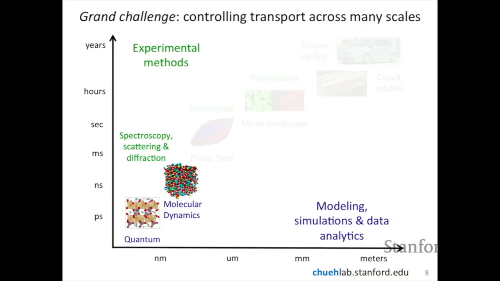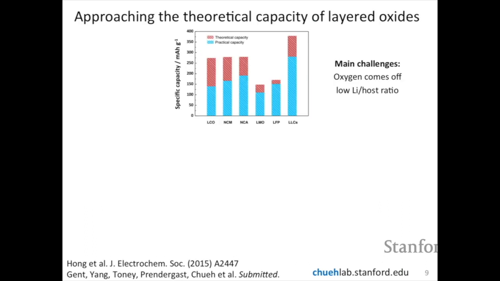So let's get started. First, let me present the lowest of the length and time scales, at the atomistic level. The question I want to talk about here is how we can connect understanding at the atomic level to what's happening at the highest level of the electrochemical cycling. Let me give an example of how we think about approaching the theoretical capacity of the positive electrode. This is the part of the battery in which the energy of lithium is the lowest. Sometimes people call this the cathode.